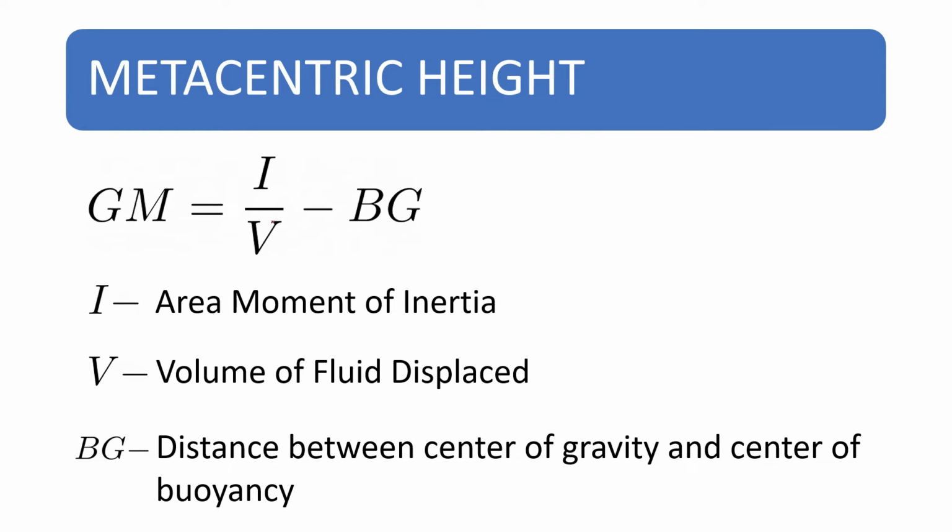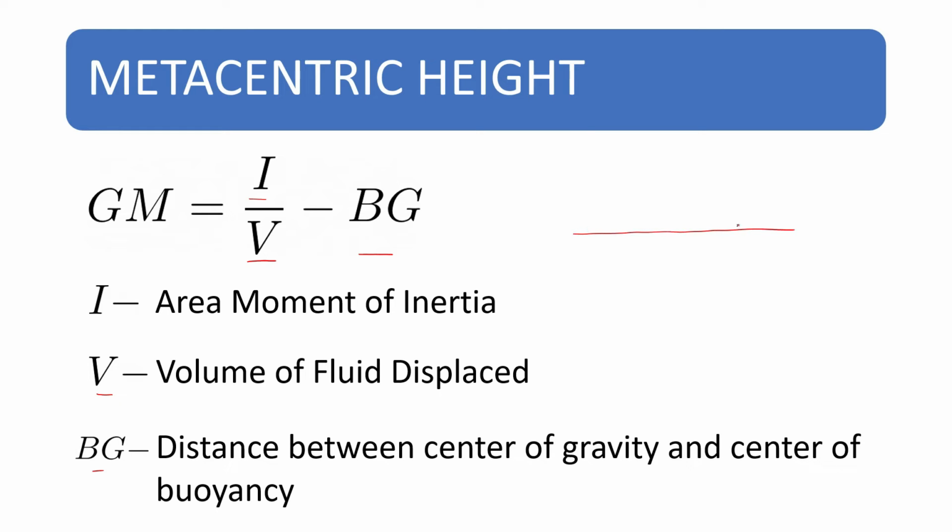Now how will you find the metacentric height? The metacentric height is found using the formula I by V minus BG. I is the area moment of inertia, V is the volume of fluid displaced, and BG is the distance between the center of gravity and the center of buoyancy.